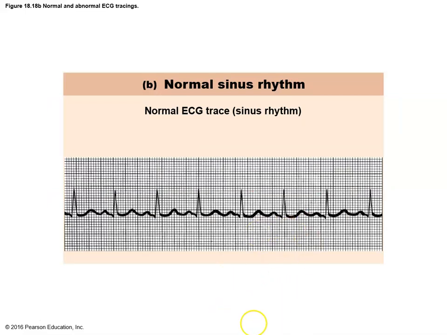So if we look here, we have our P, Q, R, S, T, P, Q, R, S, T, P, Q, R, S, T, over and over again. Everything's nice and evenly spaced out. Everything is there, all the waves, all the spaces, everything is proper and present there. That's normal sinus rhythm, or normal heart contraction. That's what we want to see.